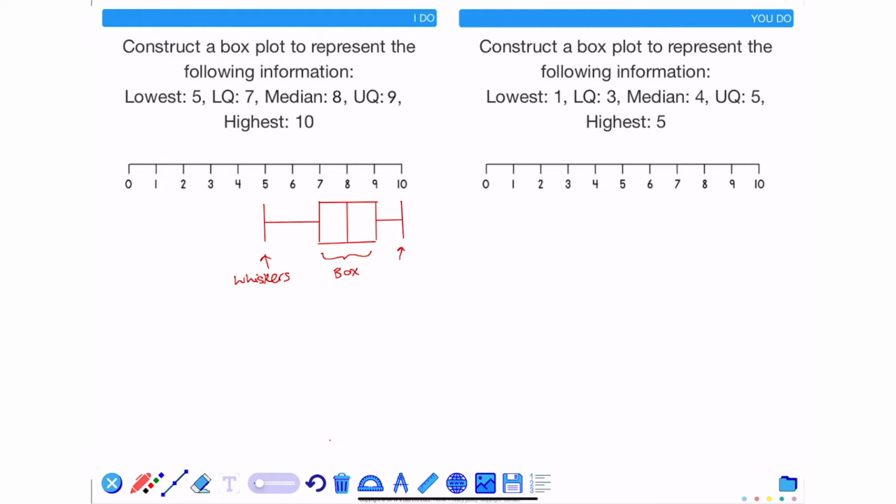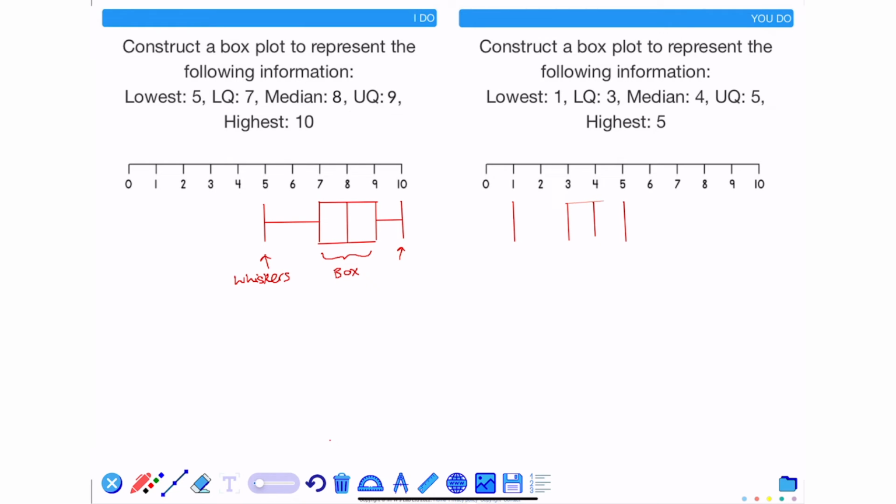So with this 5-point summary, I have a lowest value of 1, a highest value of 5, a lower quartile of 3, and a median of 4, and an upper quartile which is the same value as the highest value.